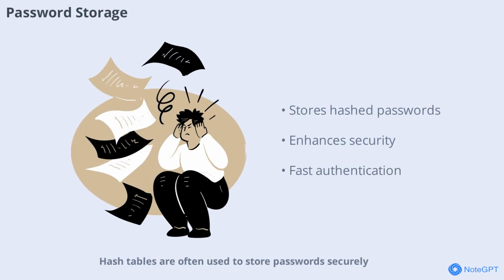Hash tables are often used to store passwords securely. Instead of saving the actual password, systems store a hashed version. When you log in, your password is hashed and compared to the stored value. This adds a layer of security, making it much harder for attackers to steal passwords. Hash tables make this process fast and efficient, helping keep your information safe.